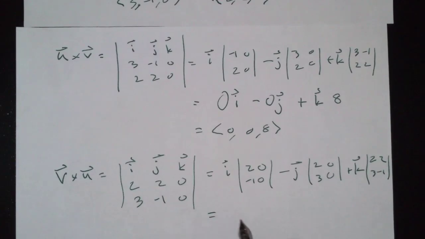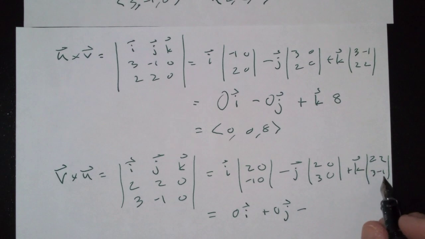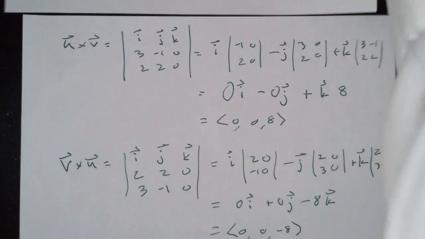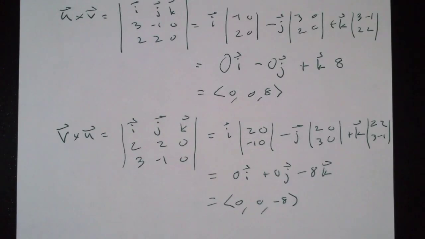Hey, wait a minute. Same reasoning. 0I plus 0J. Oh, -2 -6, it's -8K. Holy crap. Wait a minute. Something weird just happened.